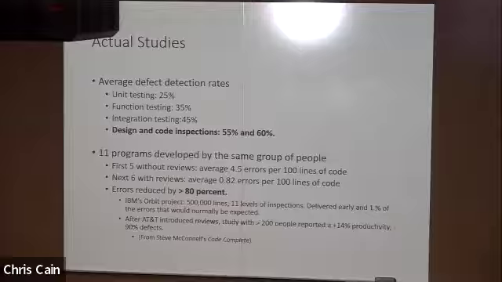To give you a case study, an example of how this works in practice, there were 11 programs developed by the same people, so they accounted for the quality of the coders themselves. First 5 were done without code reviews at all. And per 100 lines of code, there were 4.5 errors on average. And these are industry quality developers. Next 6 were done with reviews, average of under an error per 100 lines of code. So reduced by over 80%.